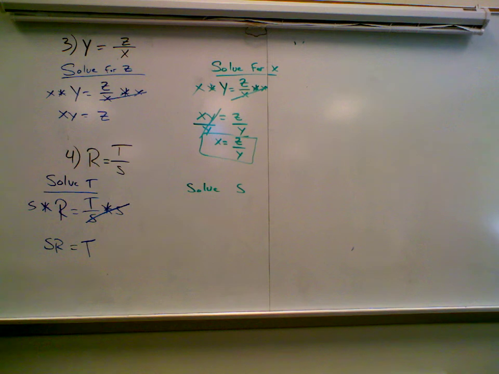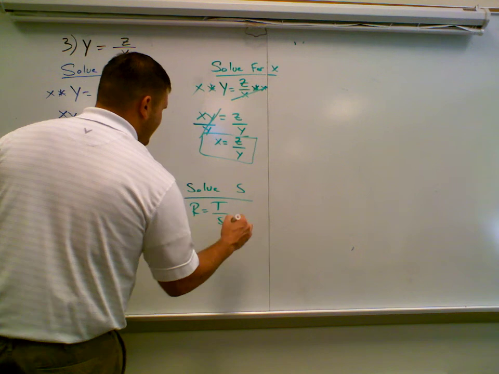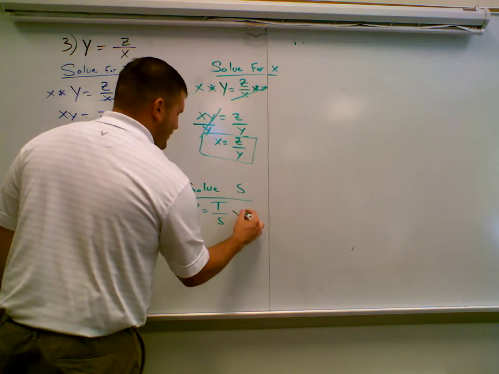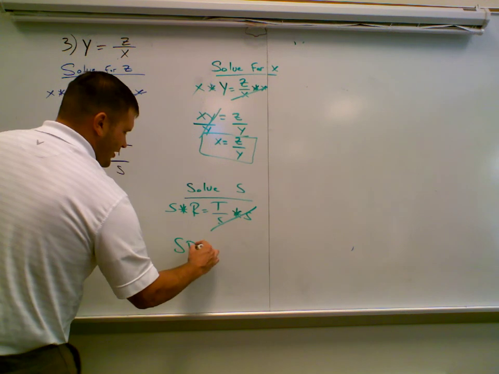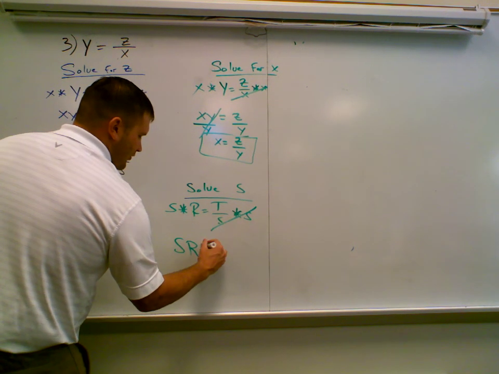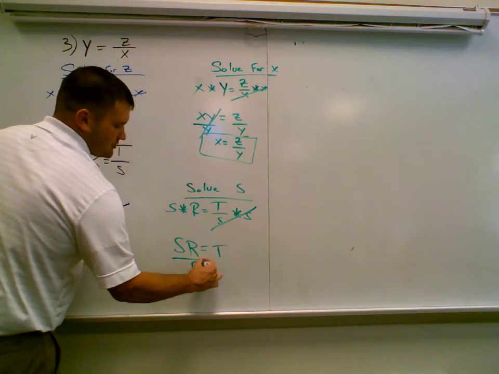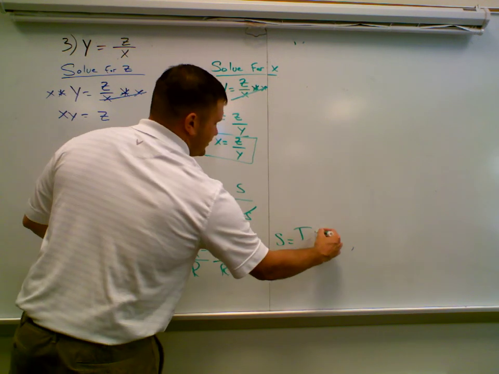Next one, solve for S. So we start with the same equation, right? Now what's our first step? Raise your hand if you have it. Bruno. Good, you gotta multiply by S, yes, nice. Okay. So now these cancel, so we get SR equals T, right? What is our next step? Maddie? Divide by R. Divide by R, good, because I want to solve for S. R is being multiplied, so divide by R. And we end up with S equals T over R.